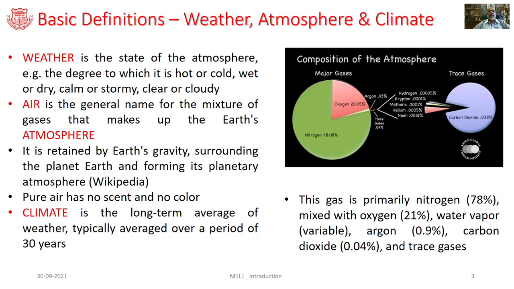Let's get introduced to certain basic definitions. If we consider a certain region, the weather of that region is the state of the atmosphere for that region. It is a kind of local phenomenon. Whereas air is the general name for the mixture of gases that makes up the Earth's atmosphere.